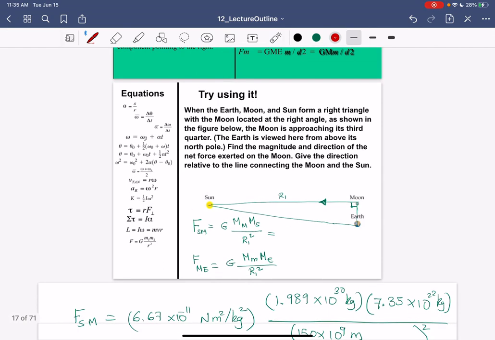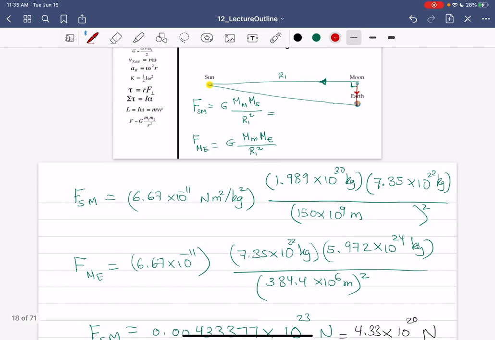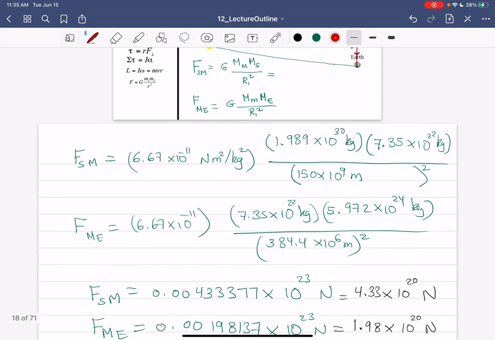Now, this is the equation for the force from the sun on the moon, and it is in this direction. And the other force is from the Earth on the moon, and this is its direction. I plugged in here my numbers, like the distance between the sun and the moon, the mass of the sun, the mass of the moon, and I did the same thing for the Earth.